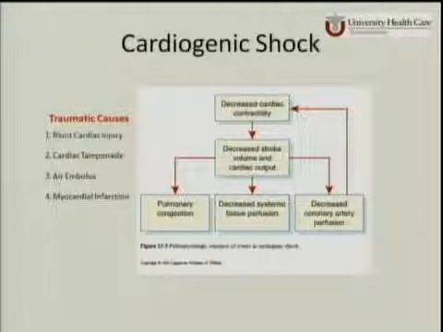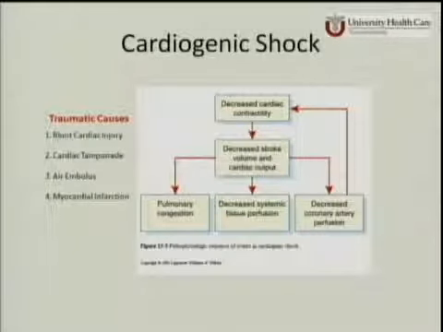So if it's not squeezing well, it's not going to be able to pump that blood that's in that left ventricle and get it out to the body. So your cardiac output will go down. Many of these patients, if it continues on, will develop pulmonary congestion. The blood will actually back up into the lungs rather than being sent out to the body. You'll have decreased systemic tissue perfusion.